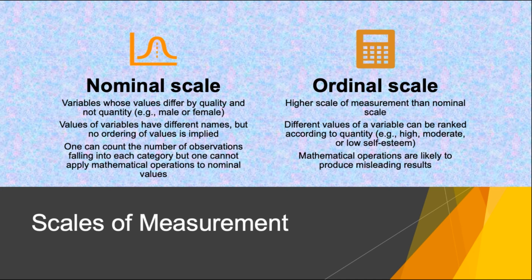Then we have ordinal scales, a higher scale of measurement than nominal scales. Different values of the variable can be ranked according to quantity. Example, high, moderate, and low self-esteem. Mathematical operations are likely to produce misleading results on this scale.